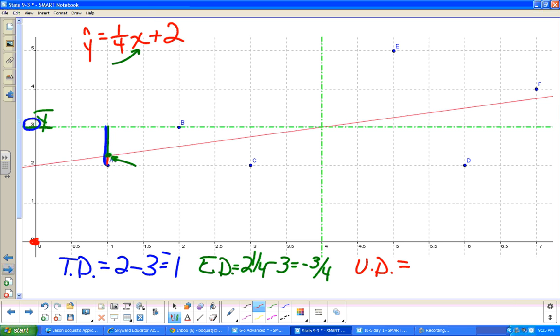Well, I got to find out how far is that y value from the prediction? That y value is actually 2, right? Minus the prediction, which is 2 1/4, right? And so we're at -1/4. What did I tell you about explained and unexplained? They better add up to total. Does that make sense as you see it?